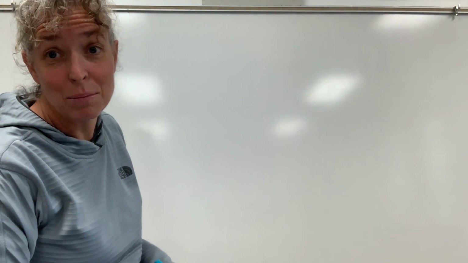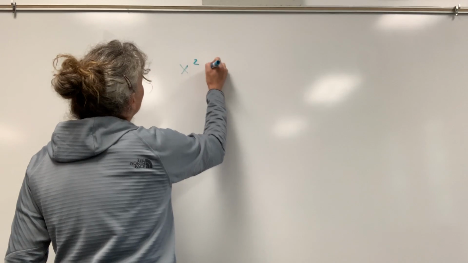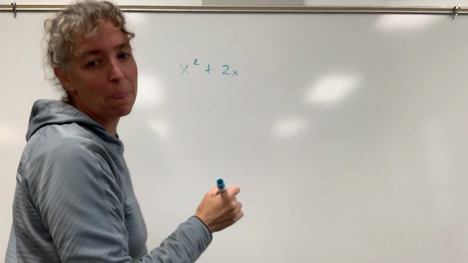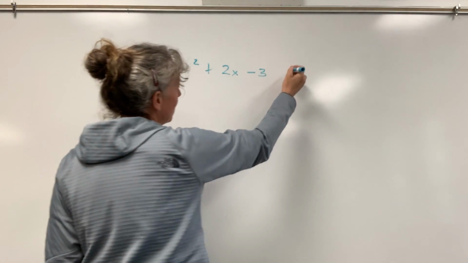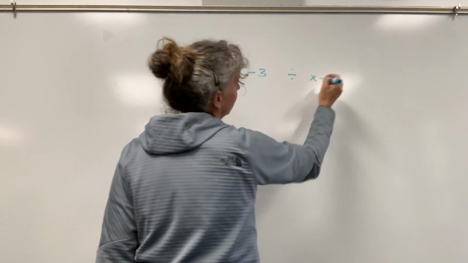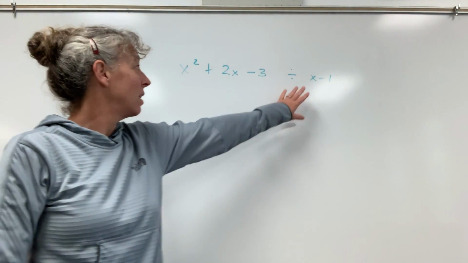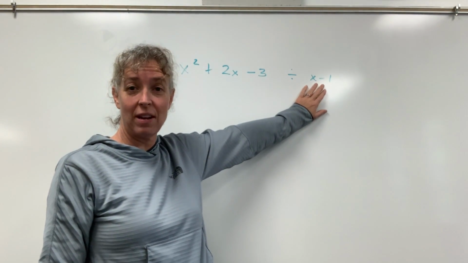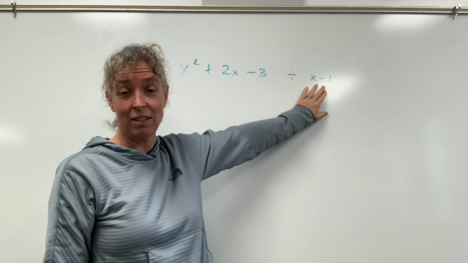Now things get a little bit more sketchy. x squared plus 2x minus 3, and it's being divided by... what's different about this one than the one before? This one has 2 terms that we're dividing by, right? So we have to do it using long division.